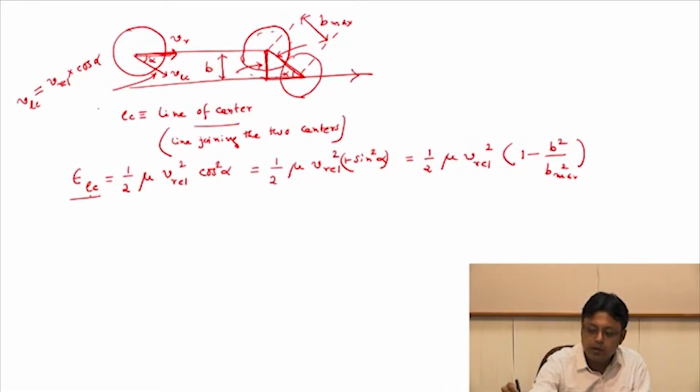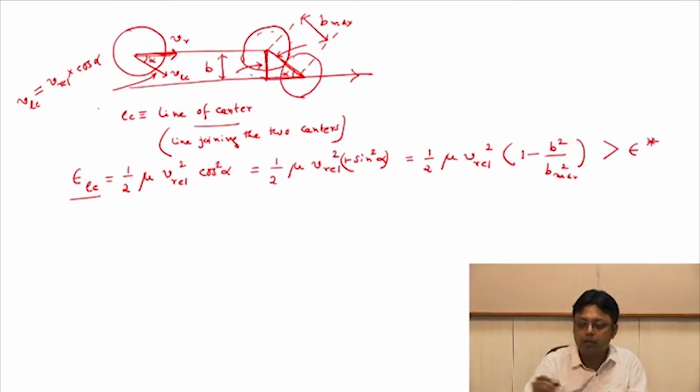That should be greater than some threshold energy, otherwise the reaction will not happen. That is a condition we are imposing. Okay, fine. Let us assume that this energy transferred along the line of center should be more than epsilon star, which is the threshold energy.